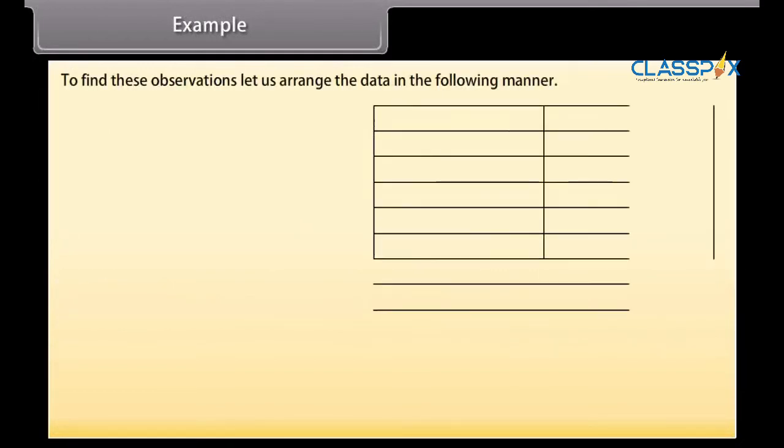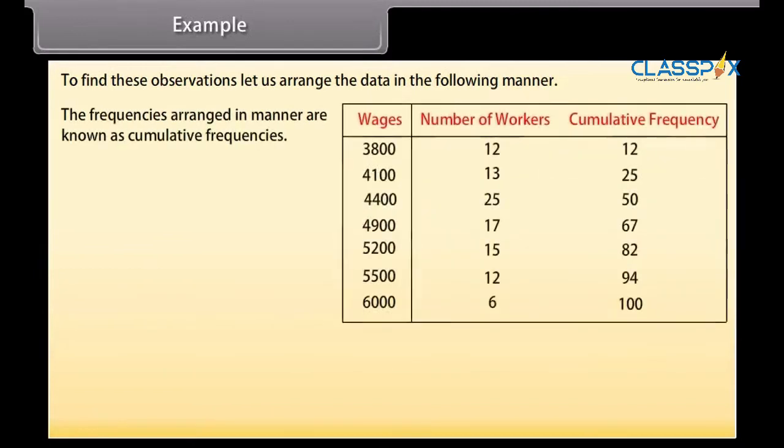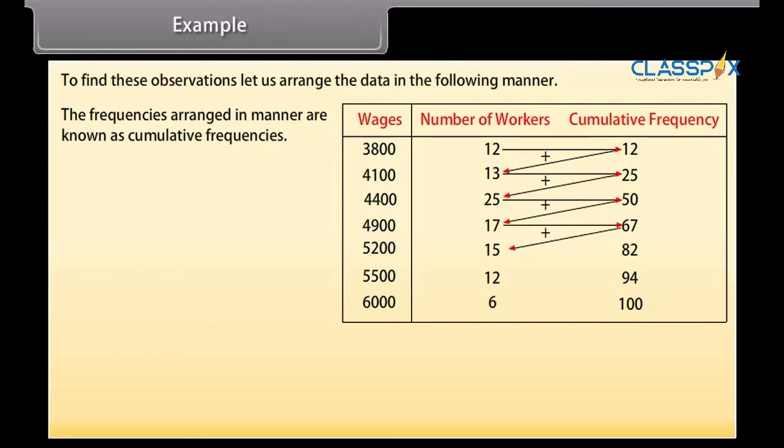To find these observations, let us arrange the data in the following manner. In this, we have written the total number of workers who are taking wage up to 3800, up to 4100, up to 4400, up to 4900, up to 5200, up to 5500, up to 6000. The frequencies arranged in the above manner are known as cumulative frequencies. The table shown tells you how to calculate the cumulative frequency column quickly.